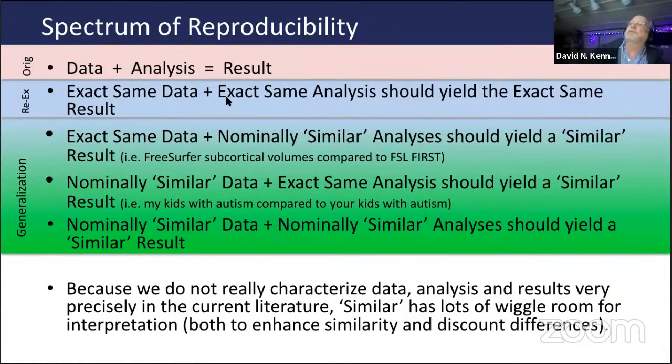But having that re-executability in place is really the necessary foundation for systematically and scientifically exploring the generalization of my claim. Can we muck around with similar analyses on that same data and get a similar result? Does the tool matter? Can I use that exact same analysis on similar data? My kids with autism compared to your kids with autism.